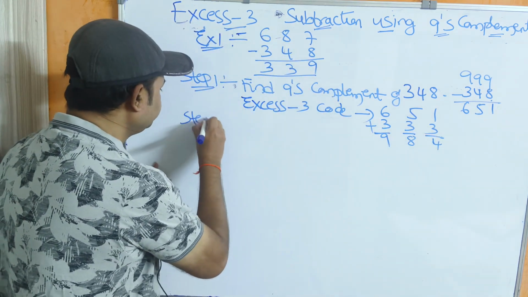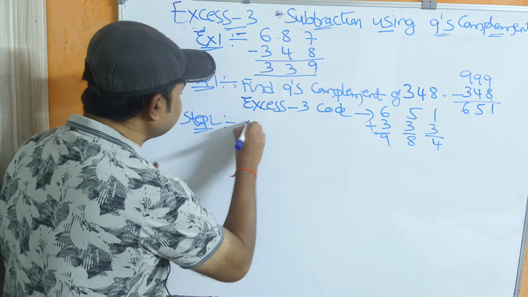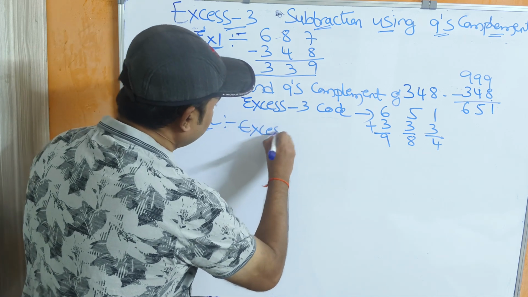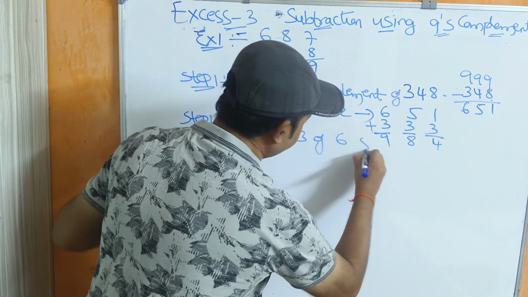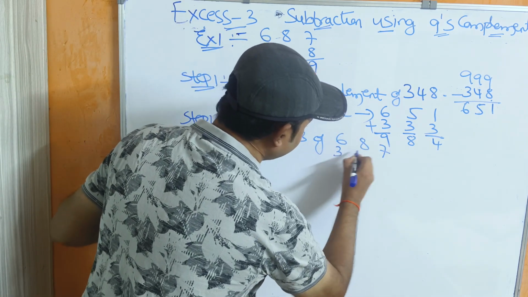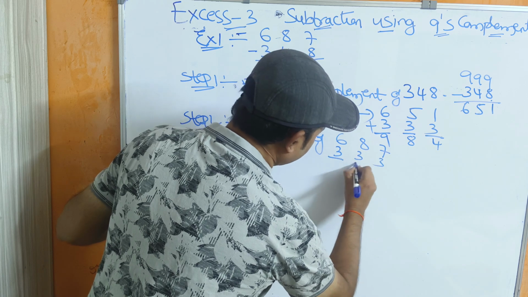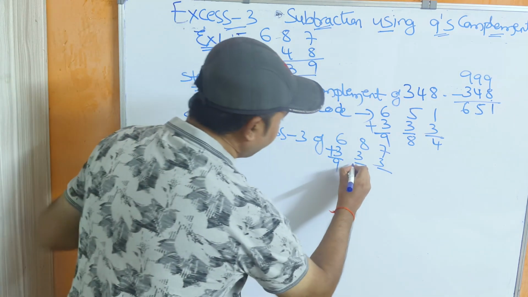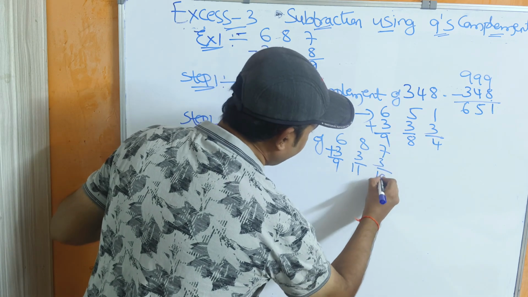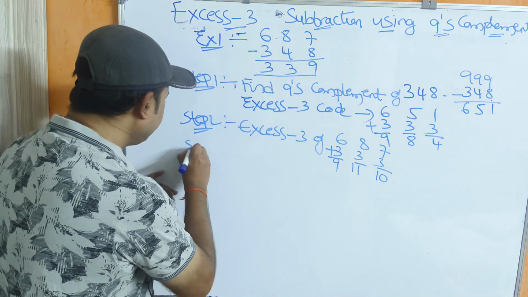Step 2. Find the excess-3 of the minuend, excess-3 of 687. So you add 3 to it. 6 plus 3 is 9. 8 plus 3 is 11. 7 plus 3 is 10.